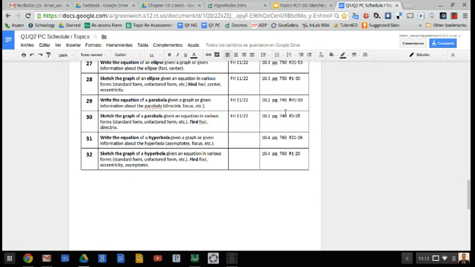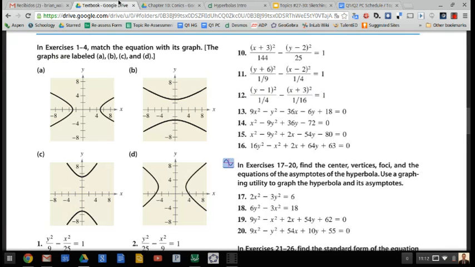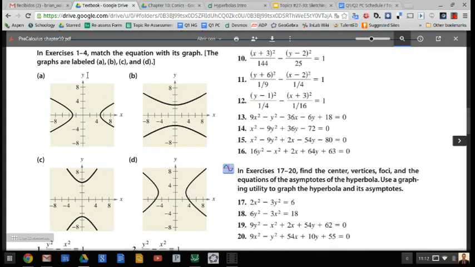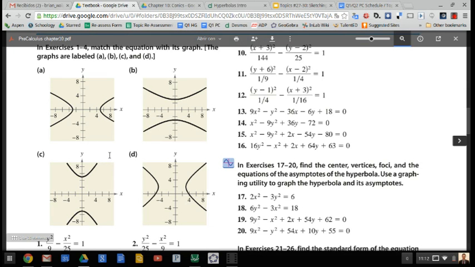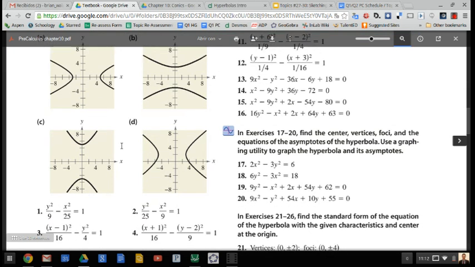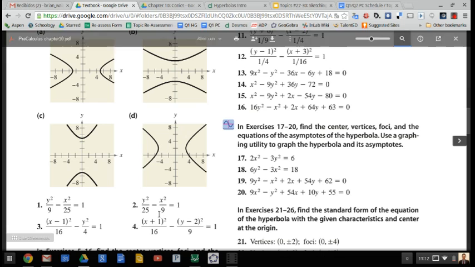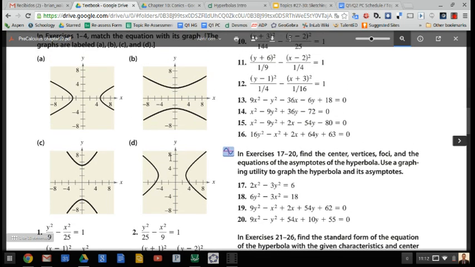If you take a look at our schedule, we've got examples here of the kind of things that you should be able to do. If I take a look at those in our textbook, you can see that there's some stuff with matching. These are the kind of things that you could really do now after watching this explanation, looking at what the transverse axis is and trying to look at what the shifts are.